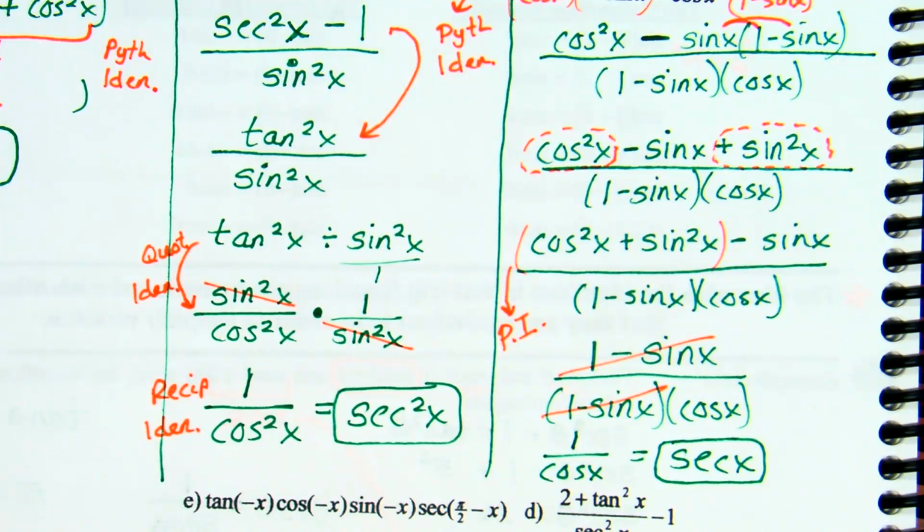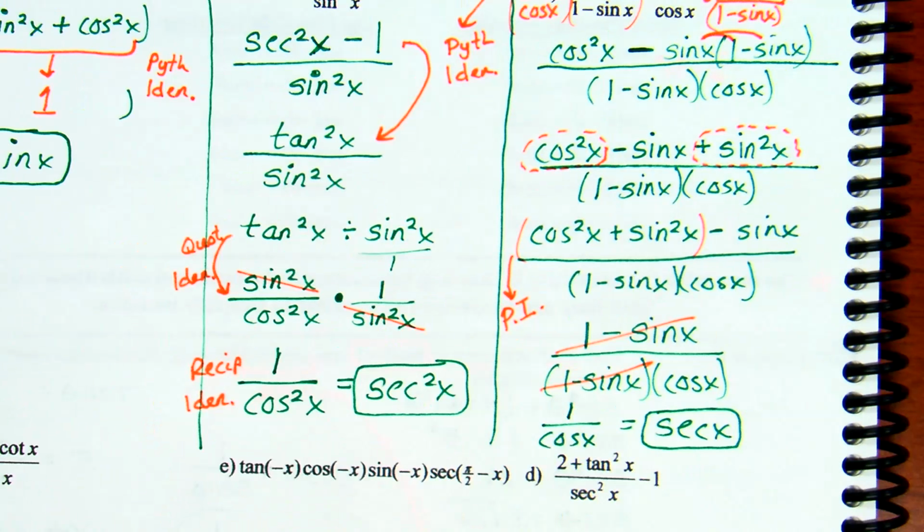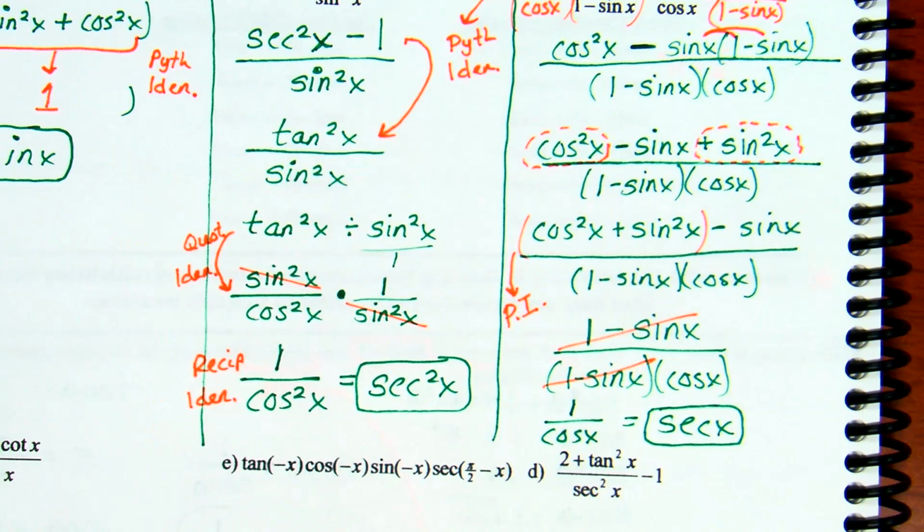The question was, what happens if you stop at 1 over cosine x? Yeah, and that I did write it in because I feel like that's more of an obvious one. But okay, real quick, let's try and look at E.